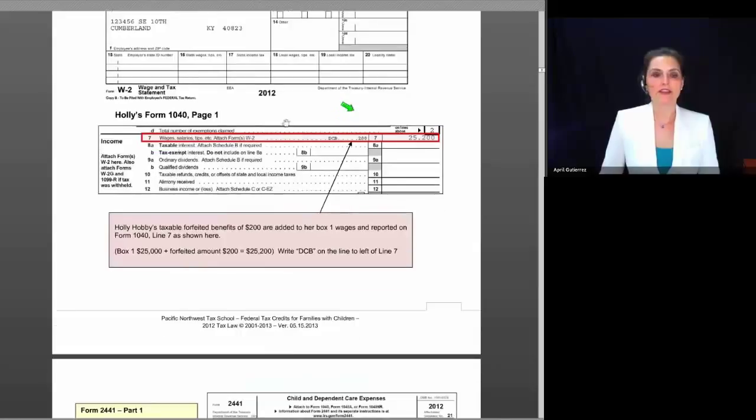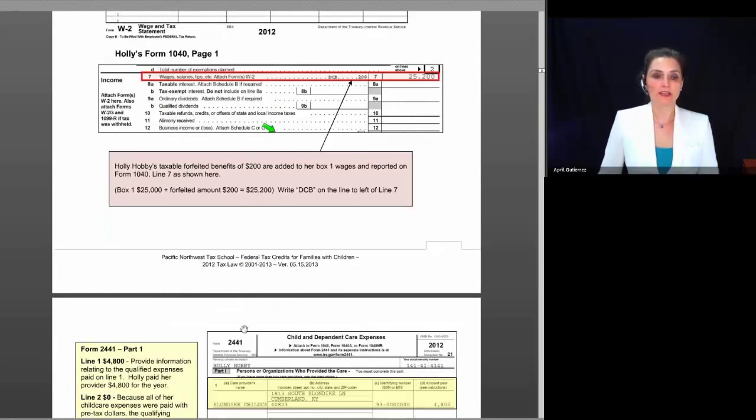And you can see right here on line 7 of her Form 1040, we enter DCB 200, and we're going to add $200 to her wage. But that's not the only thing we need to do. We still need to fill out the 2441, and that comes up on the next page.